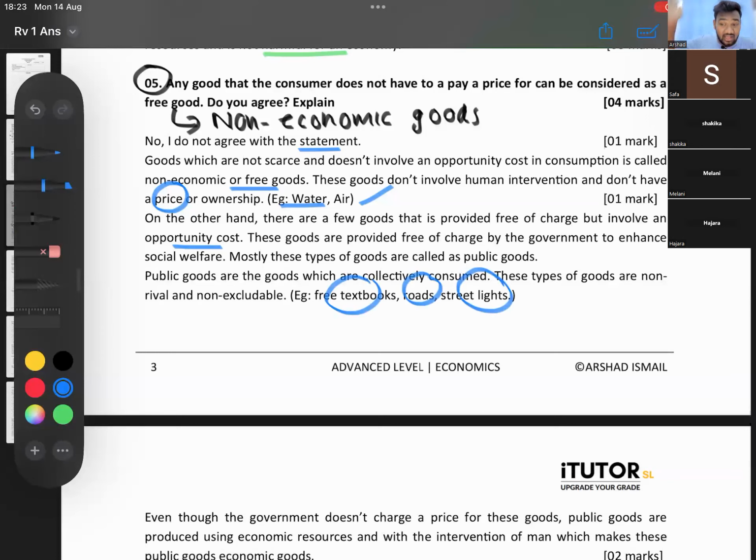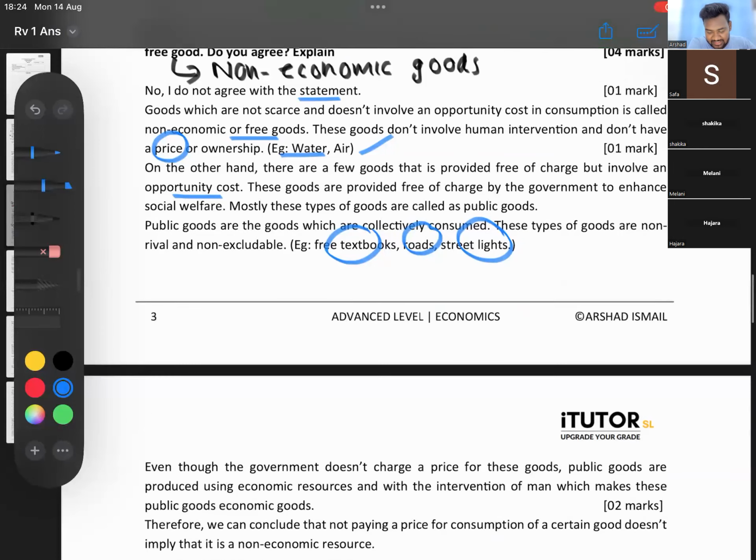See, outside your house now, the light would have been put, the street lights. So all of these, as a consumer, you don't pay a price. But even though you don't pay a price, can you say it's a free good? No, because economic resources would have been used to produce this good. So remember, just because a consumer doesn't pay a price, you can't say that the good is a free good. Okay, have that in mind. Is that okay, guys? Is everyone fine?